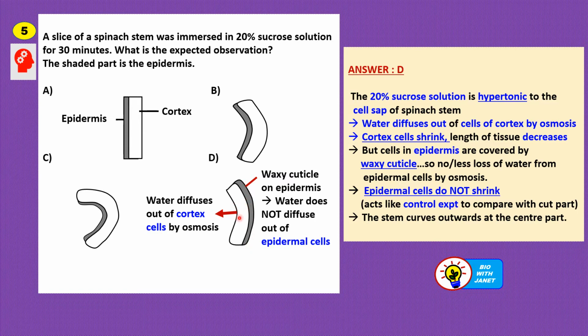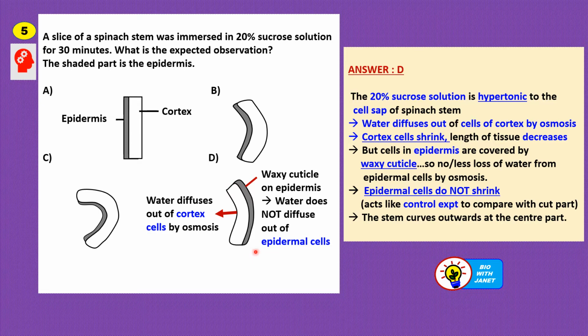The center part of the stem here will curve outwards, facing the outer part, because epidermal cells are found on the surface of the stem. So this is the outer part, and the inner part is the cortex. So the stem curves outwards at the center. Some books put that the stem curves inwards because they look at the tips here. The tips curve inwards, but to be clear, we say the stem curves outwards at the center part here. It curves outwards, facing the outside, because the epidermal layer is here.